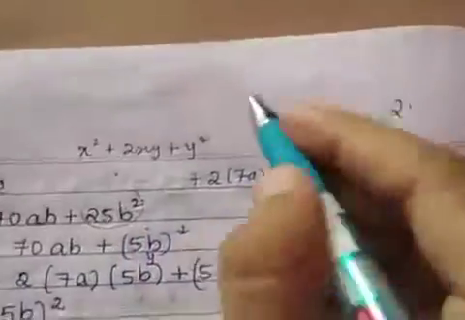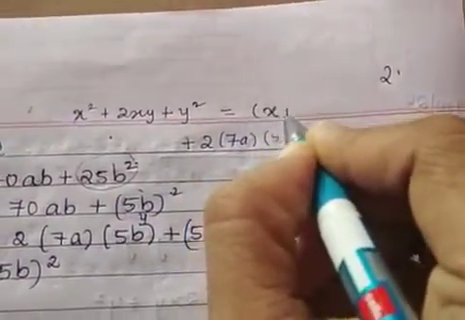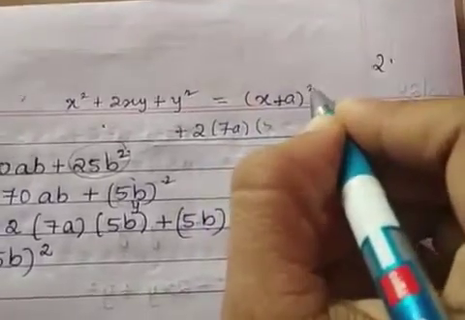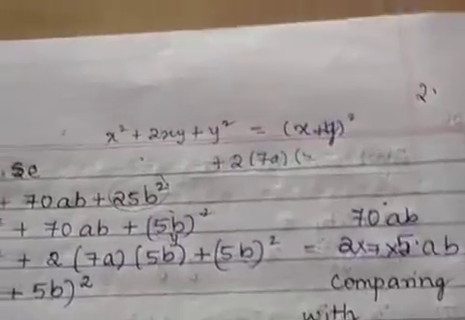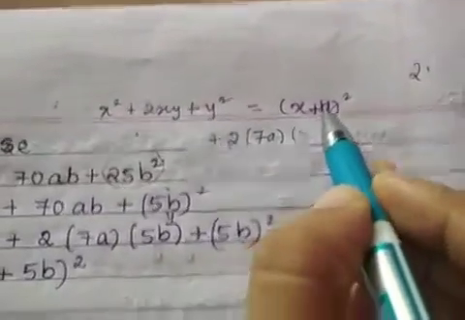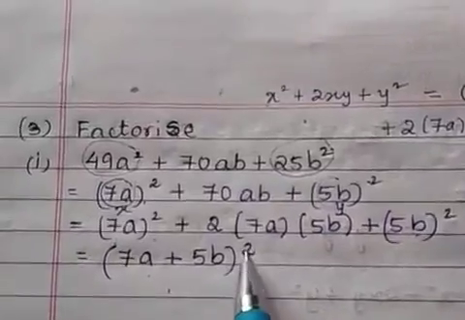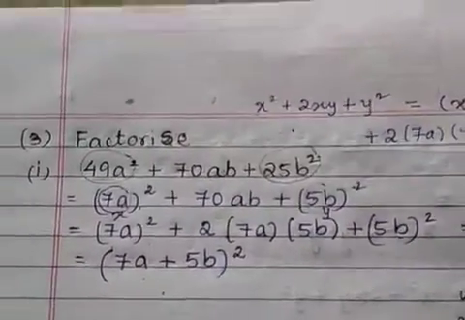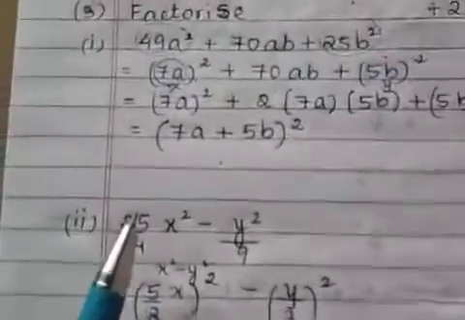And what is the identity of this? This is the identity (x + y) the whole square. So you get here (7a + 5b) the whole square. Okay, so this is the third example. Now we'll see another one.